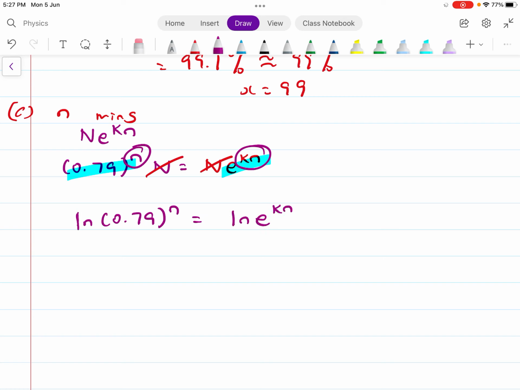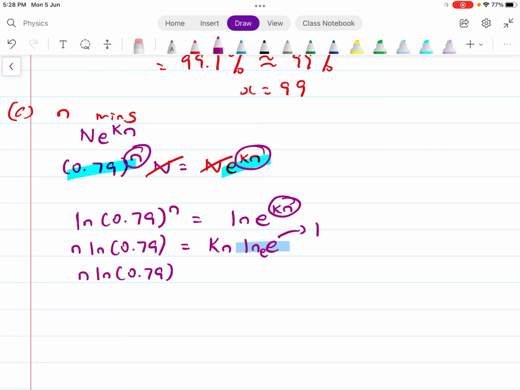Then you apply the power law of the logarithm law. So n ln 0.79 is equal to, bring this down also, kn ln e. If you look at ln e, this one is just equal to 1, because for ln there's a base of e. So n ln 0.79 equals kn. What you notice is that my small n can be cancelled away.